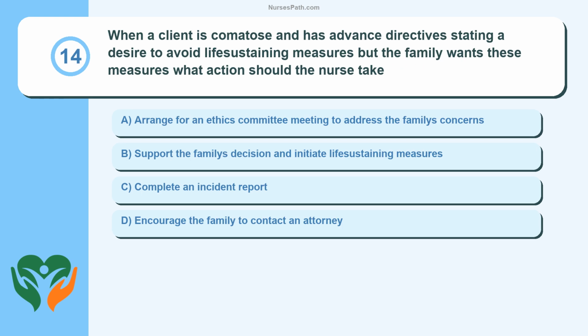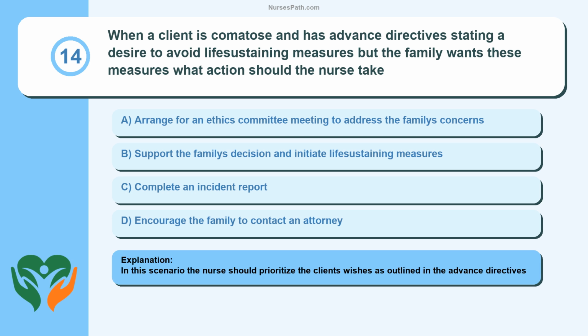Question 14. When a client is comatose and has advance directives stating a desire to avoid life-sustaining measures but the family wants these measures, what action should the nurse take? Arrange for an ethics committee meeting to address the family's concerns. Support the family's decision and initiate life-sustaining measures. Complete an incident report. Encourage the family to contact an attorney. In this scenario, the nurse should prioritize the client's wishes as outlined in the advance directives.